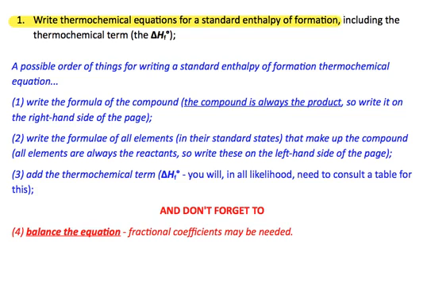So first thing is write the formula of the compound. So this is where nomenclature comes back, and remember back to grade 11. Now the compound is always the product. So you're going to write that on the right-hand side of an arrow, right-hand side of the page, with an arrow pointing to it. Then you're going to write the formulae of all elements. And these are, again, in their standard states.